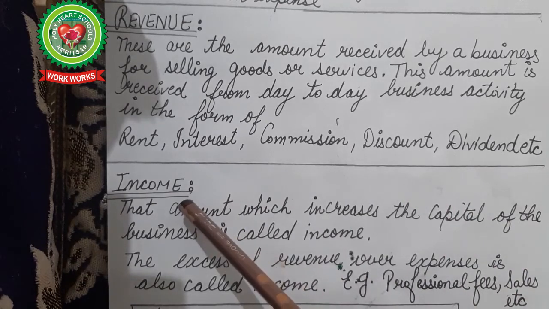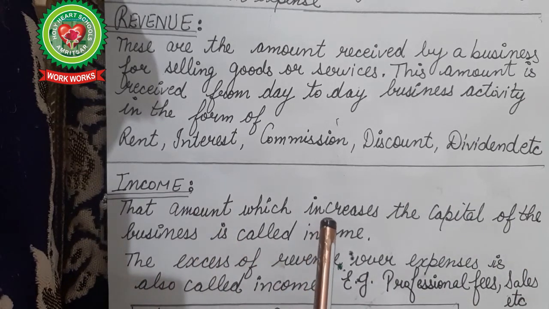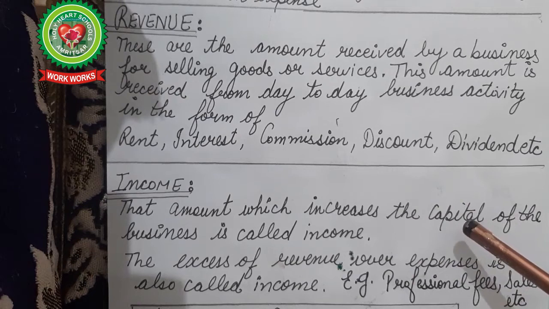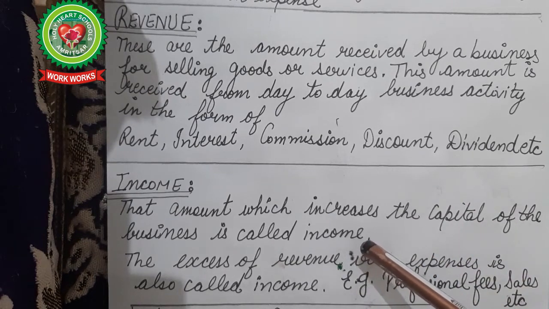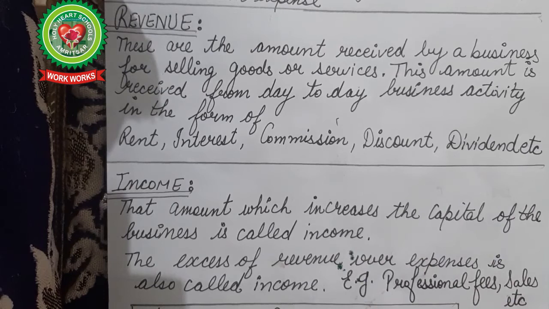Next term is income. Amount which increases the capital of the business. Capital is the total amount which a business possesses. Amount invested in the business. If the investment of the business increases, that is known as your income. Suppose sales are made and the amount of sales, that is sales revenue, the sale income is helping in increasing the turnover of the business, and that is called income of the business. Or we can say income is an excess of revenue over expense.